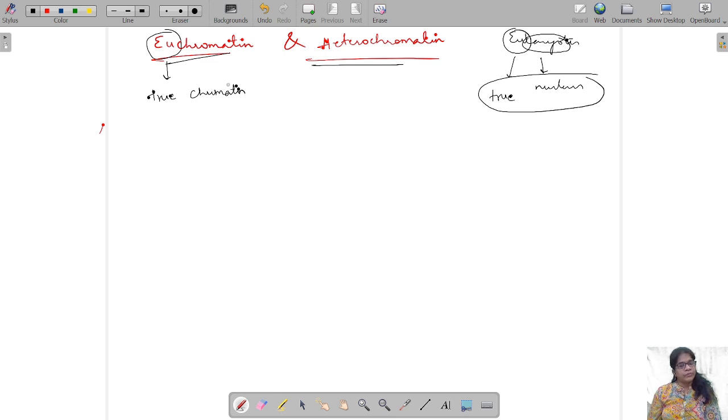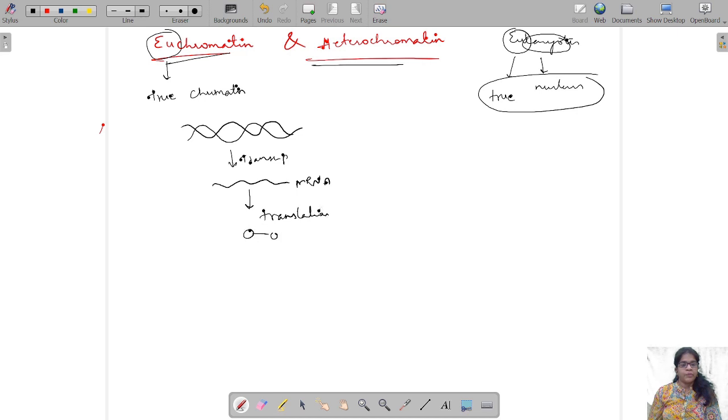So what is genetically active? What does that mean? In the last classes you have already gone through the replication process, transcription and translation. Suppose this is your DNA. This DNA has to undergo transcription and produce an mRNA. This mRNA should undergo translation for the production of your polypeptide chain. This is the central dogma, the basic process in the cells.